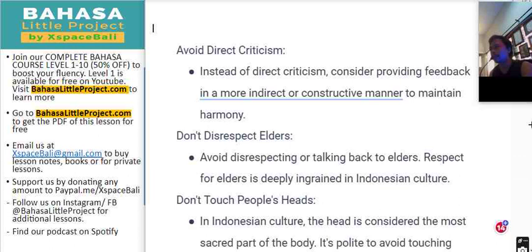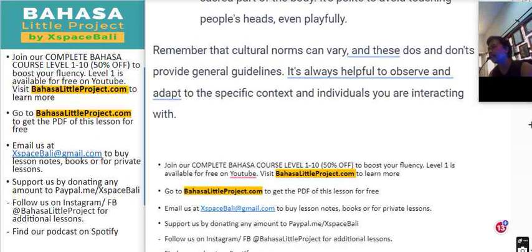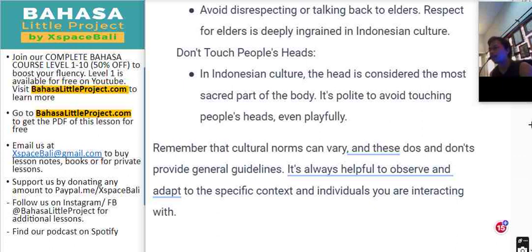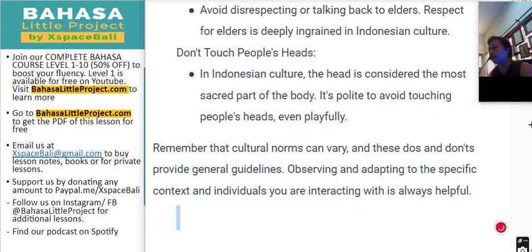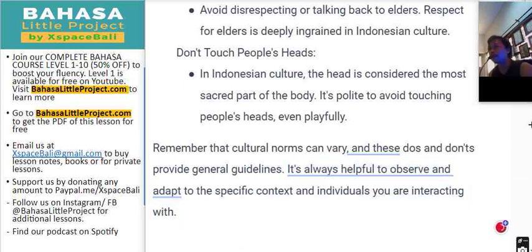Don't disrespect elders. This is just common sense. Now, this is also a thing about Indonesian culture. Don't touch people's heads. In Indonesian culture, the head is considered the most sacred part of the body. It's polite to avoid touching people's heads. Even playfully, you should avoid it. Don't touch people's heads. Remember, cultural norms can vary. It's always helpful to observe and adapt.